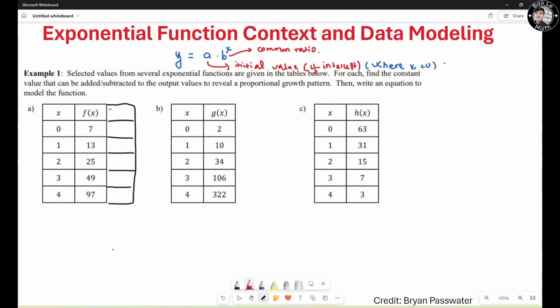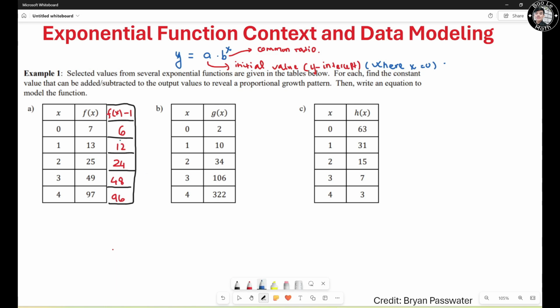We call this f of s minus 1. If we take 7 and subtract 1, we get 6. 13 subtract 1, we get 12. 25 subtract 1, we get 24. 49 subtract 1, we get 48. 97 subtract 1, we get 96.